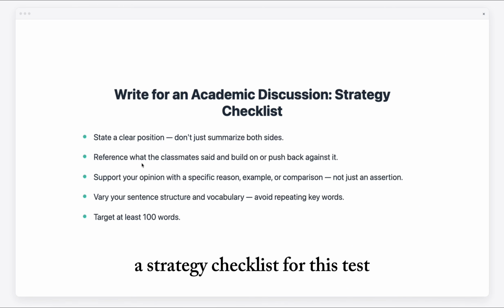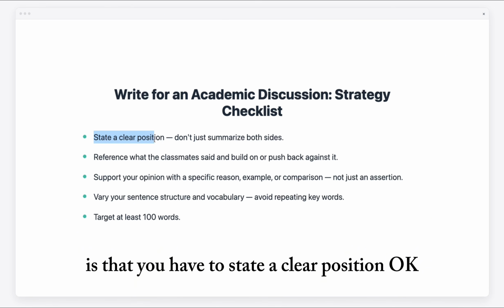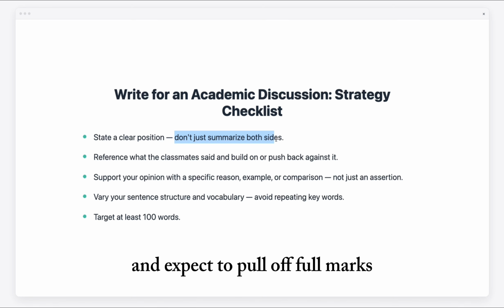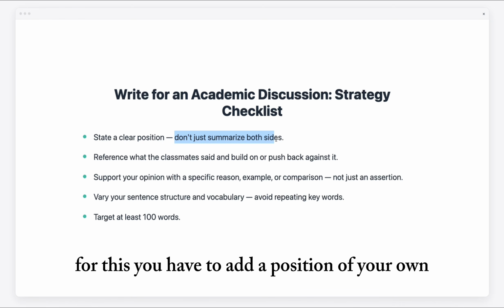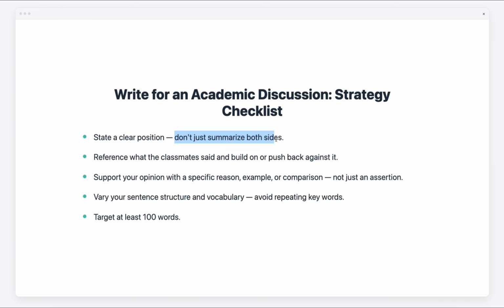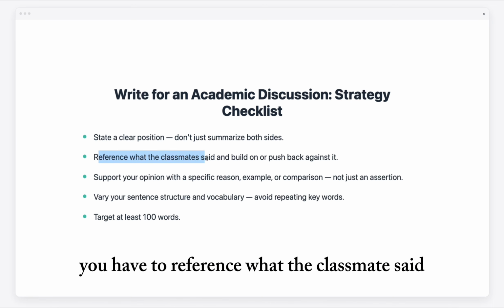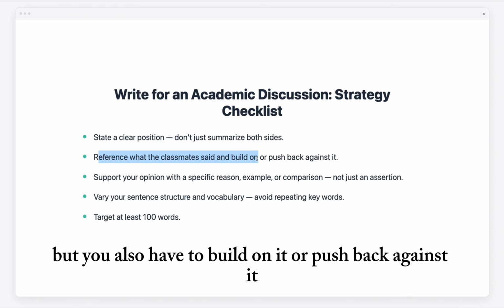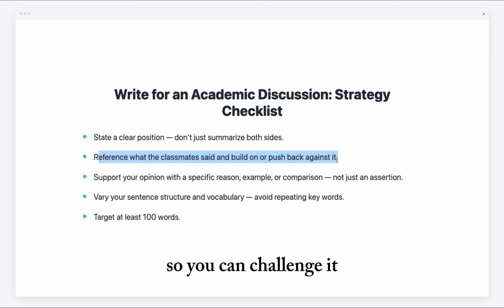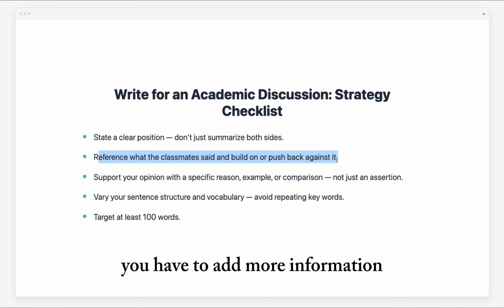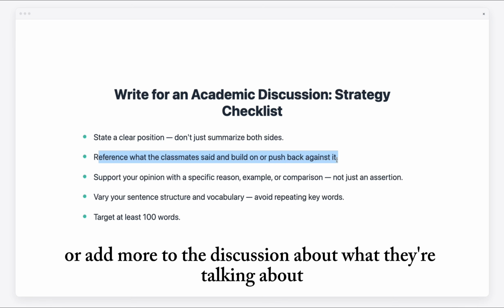A strategy checklist for this test is that you have to state a clear position. Okay? You can't just summarize the 2 ideas or the professor's idea and expect to pull off full marks for this. You have to add a position of your own, something that furthers the topic or gives more information about the topic. You have to reference what the classmates said, but you also have to build on it or push back against it. So you can challenge it, you can agree with them, but if you agree with them, you have to add more information or add more to the discussion about what they're talking about.